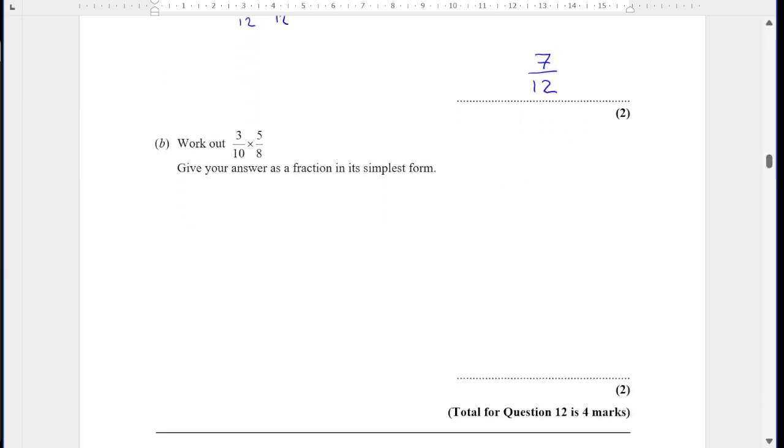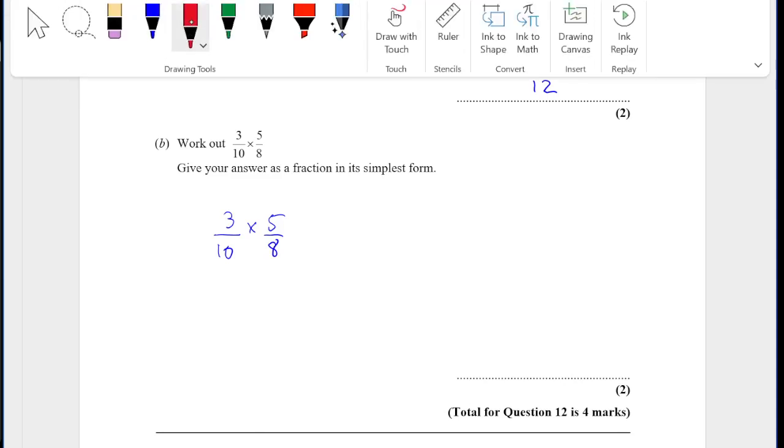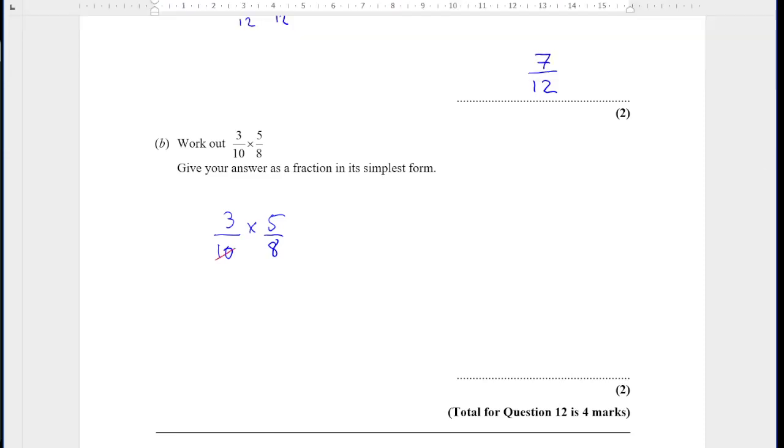For question B, give your answer as a fraction in its simplest form. So I'm going to change pen just to help me with this. I will always simplify before I multiply. The reason being it just keeps my numbers more straightforward. Some people don't like this method though. So I would cancel by 5 first of all. So that goes in twice and that goes in once. And then when I multiply that, my numbers are much simpler to multiply.